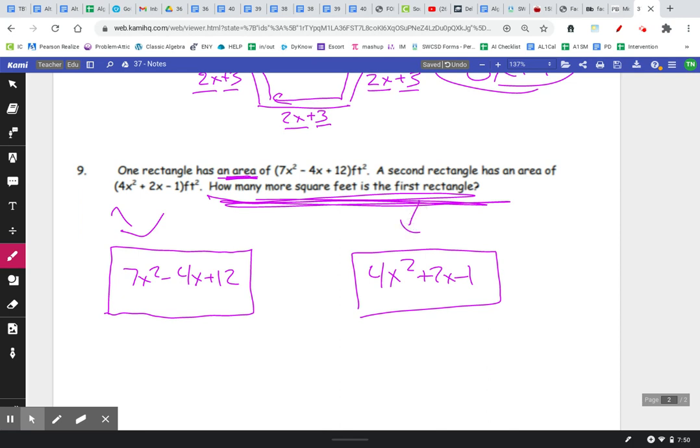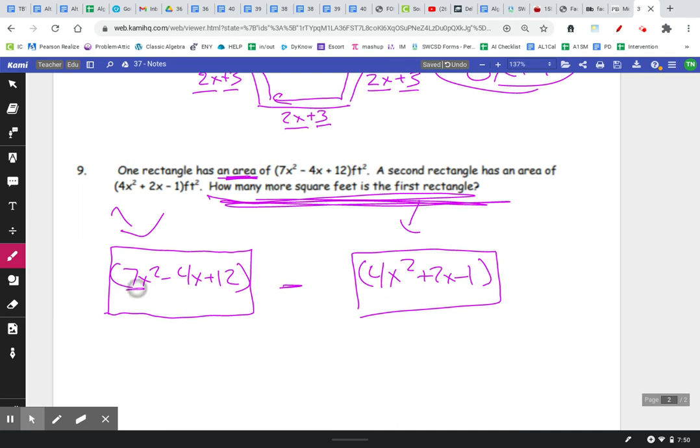Well, let's figure it out. When I find the difference, when I find out how much bigger something is, think about if I measure your height from mine and I say, how much taller am I than you? You don't add our heights, you subtract them. We need to subtract these two. I'm taking this trinomial and I'm subtracting this trinomial. So let's start doing it.